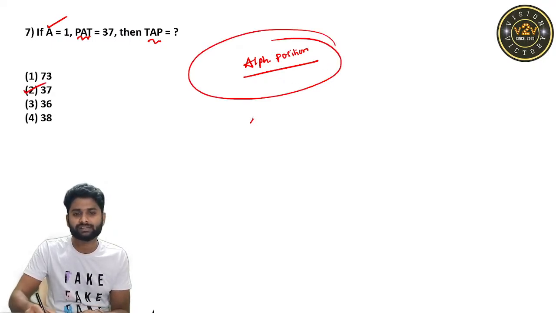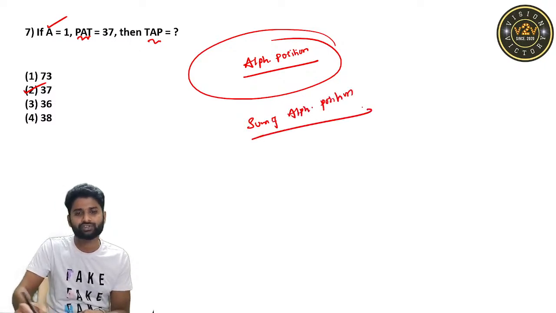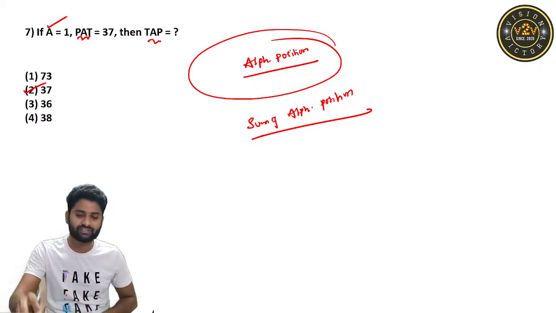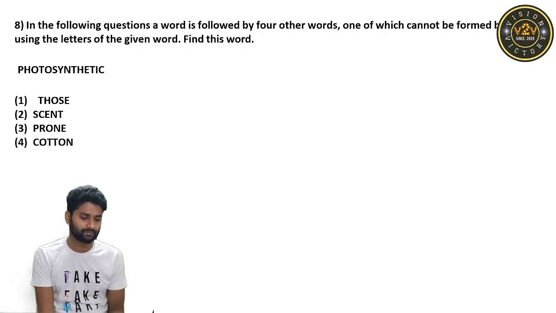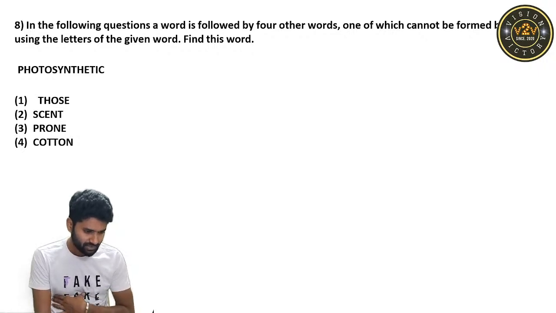Here the logic is the sum of alphabetical position. If you go through that sum of alphabetical position, then the value becomes 37. And those three letters are repeated in the question. That's why the answer is 37. Next. Very good, Nana. 37 is the correct answer.